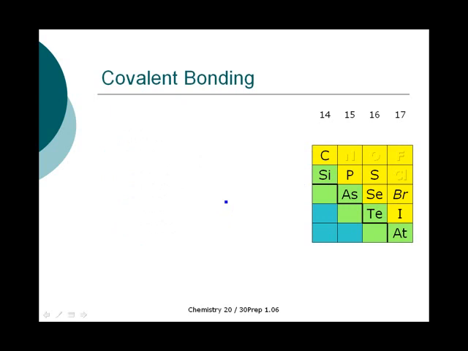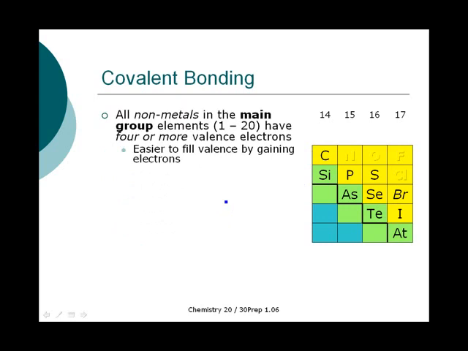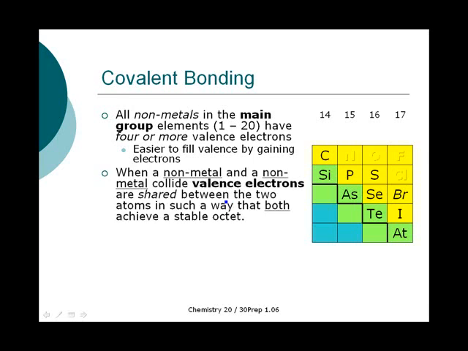So molecular compounds involve covalent bonding. They are compounds that consist of only nonmetal atoms, and nonmetal atoms always have 4 or more valence electrons, so it's easier to fill a valence energy level by gaining electrons. So when two nonmetals collide, the valence electrons are not going to be transferred. When a metal and a nonmetal collide, electrons are transferred from a metal to a nonmetal.